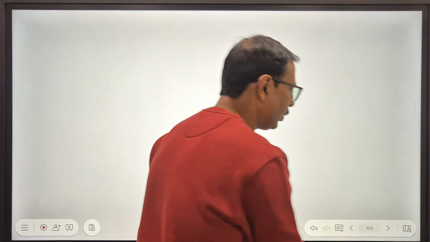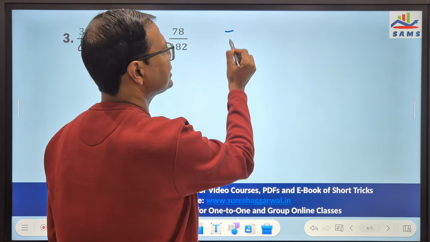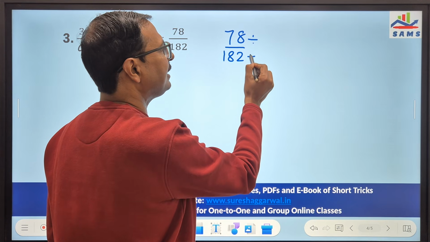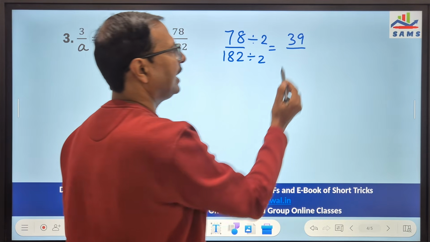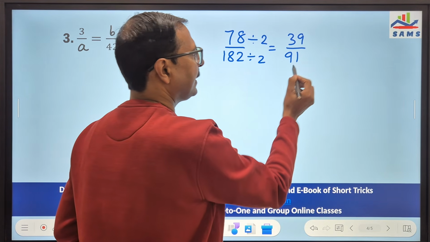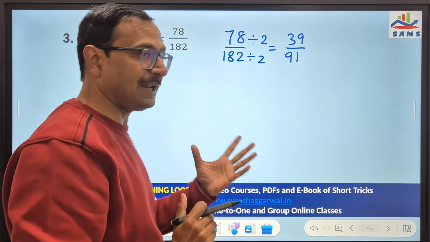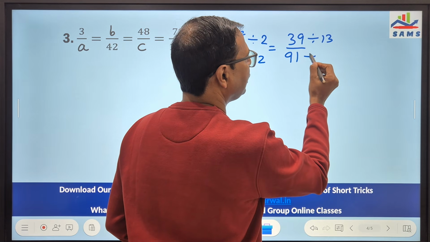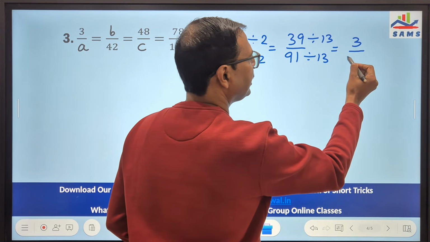Let's see one more question. Here you have 78 over 182. So the first thing is I will reduce 78 over 182. Obviously they are even numbers, so divisible by 2. This gives me 39 and this gives me 91. And now I can see that there is a common factor 13. If you divide 39 by 13, you get 3. And if you divide 91 by 13, you get 7.